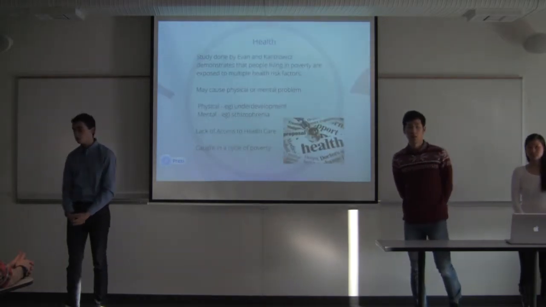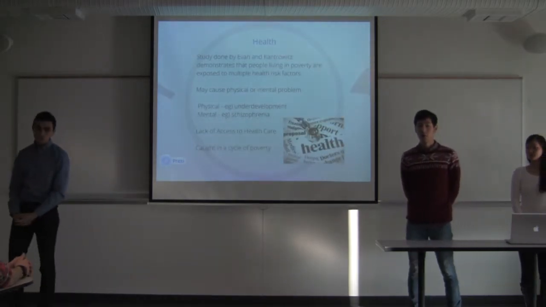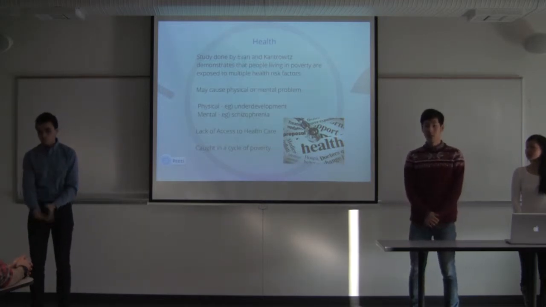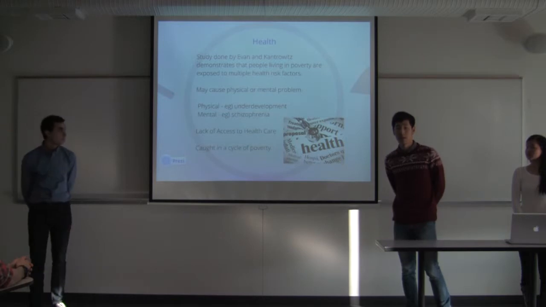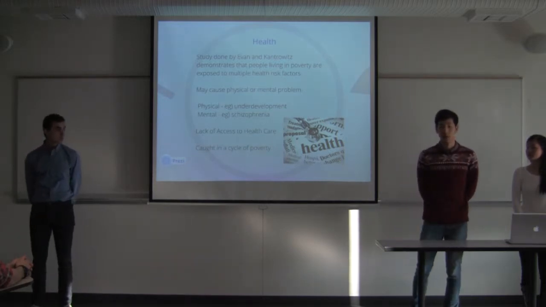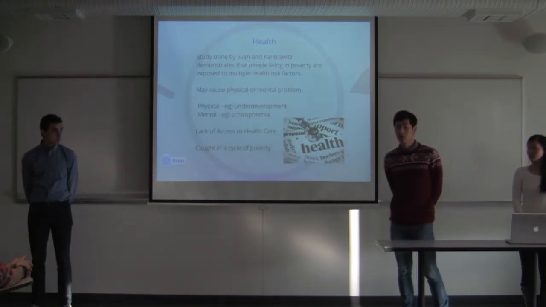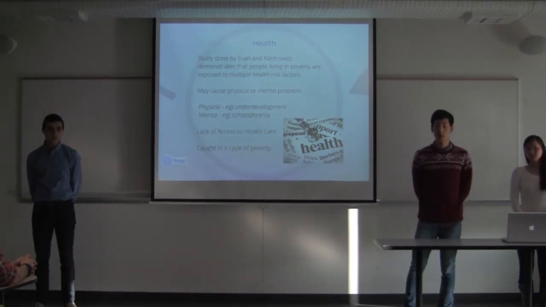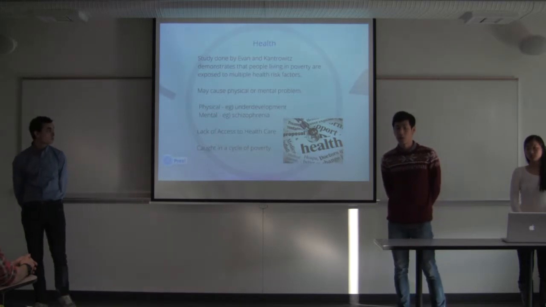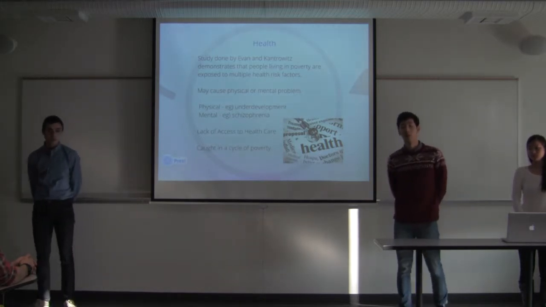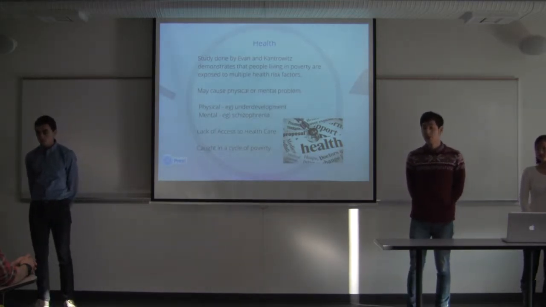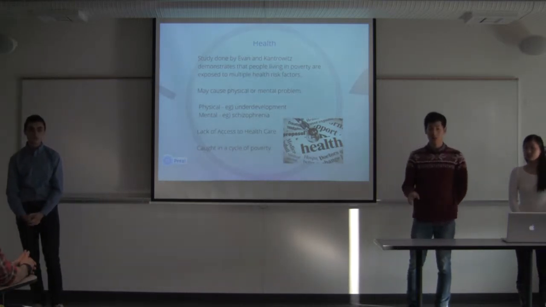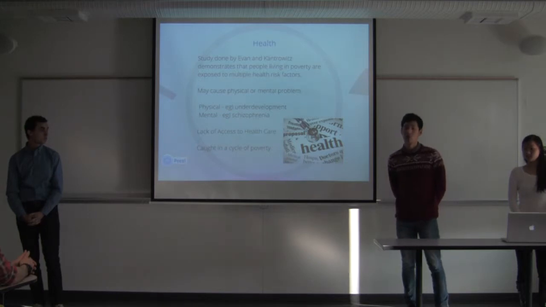So studies show that people living in poverty are exposed to many health risk factors, and these health risk factors can cause many physical or mental health problems, and they can be detrimental to people's lives. One common example of a physical health problem that people living in poverty face is undergrowth, and schizophrenia is one of the common mental health problems. And because these people have a lack of access to healthcare, or sometimes none at all, they're caught in this vicious cycle of poverty from generation to generation.